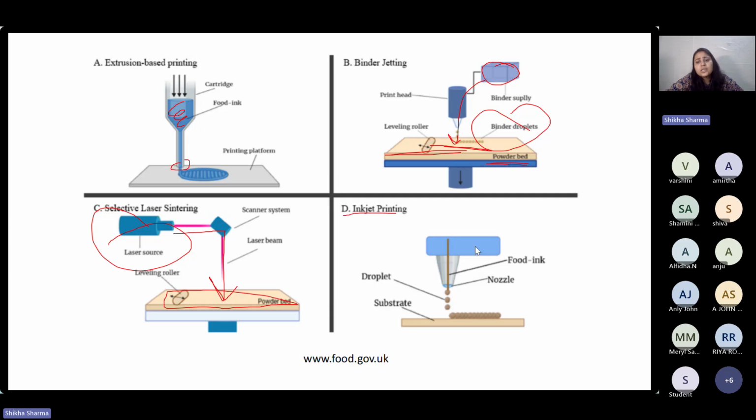Whereas in inkjet printing, basically the food will come through this nozzle, so the liquid food is coming in the form of droplets and making the 3D printed object.